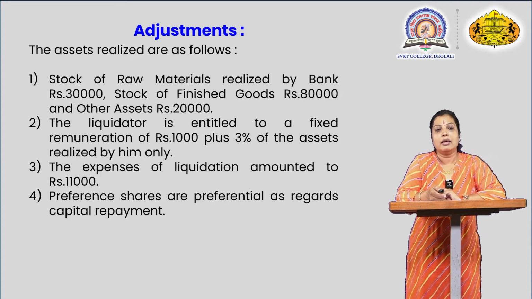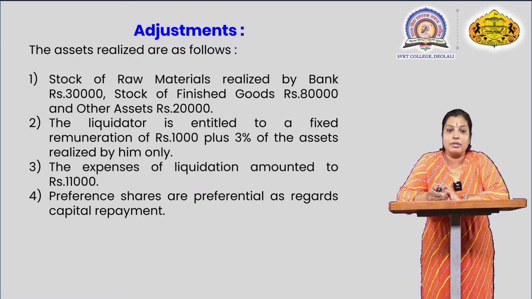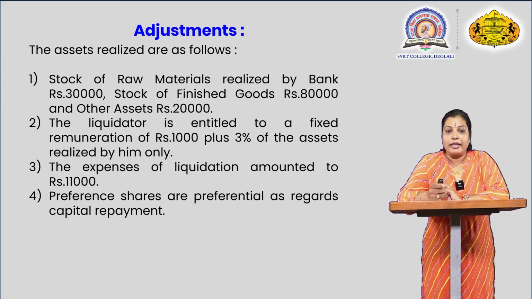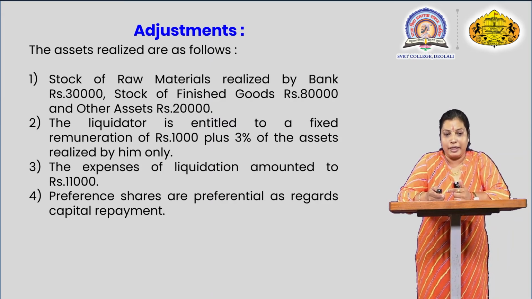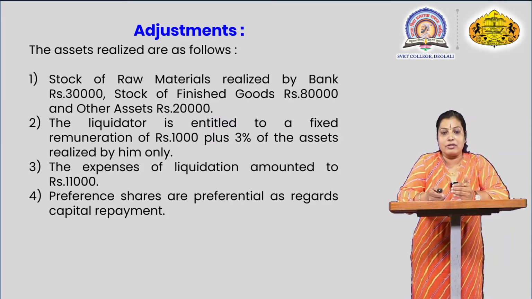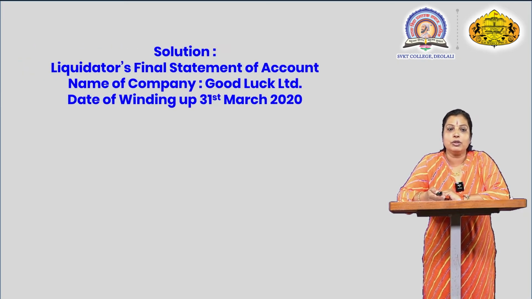After that, the expenses of liquidation amounted to rupees 11,000. And the fourth, last adjustment is that preference shares are preferential as regards capital repayment. It means the preference shareholders are given first preference while making payment. Okay, now we can turn to the solution.